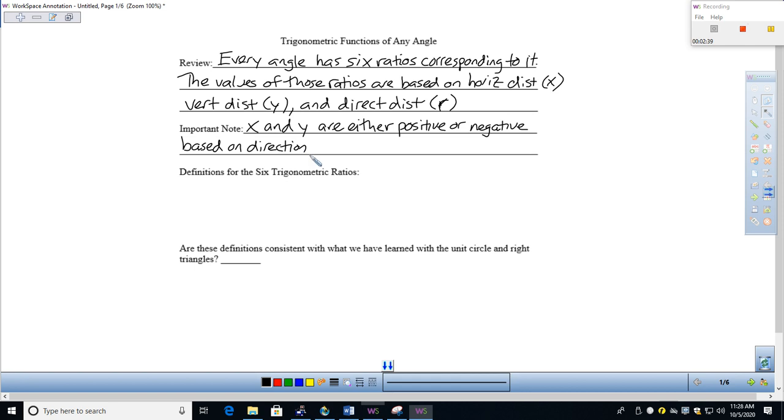But one big piece here. In the rectangular coordinate system, which is what we're working in, r is always positive. Highlight that if you could, underline that, whatever the case may be. But r is always positive. So x and y may be positive or negative, but r is always positive, and you'll see how this works with our ratios moving forward.